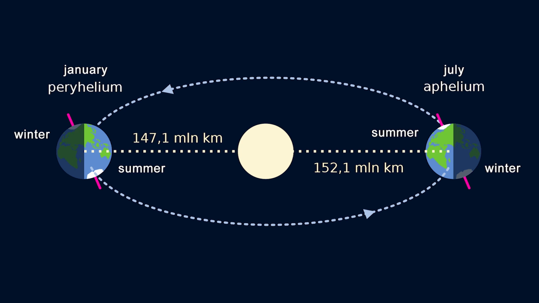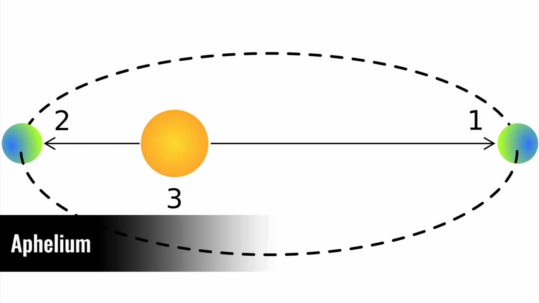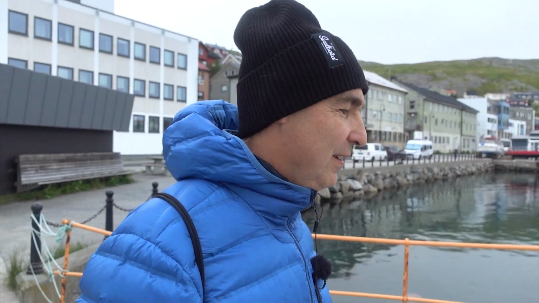Because the Earth doesn't go around the sun in a circle. It goes in an elliptic movement. It's an ellipse. And when the Earth is closest to the sun, in this extreme situation, we call it perihelion. If it is farthest from the sun, it's called aphelion. And why is it important?